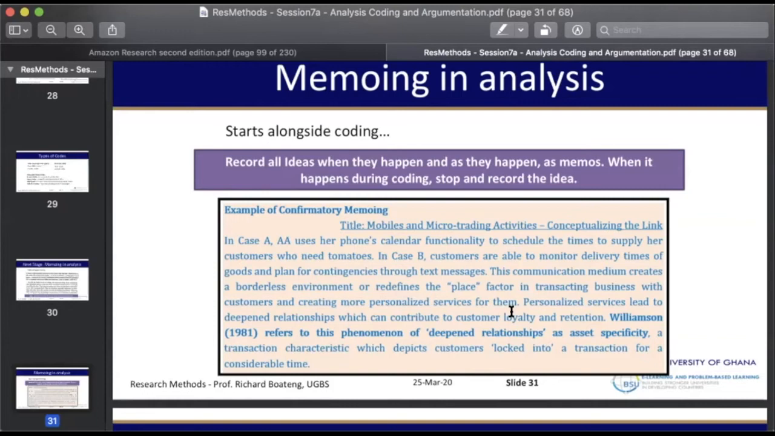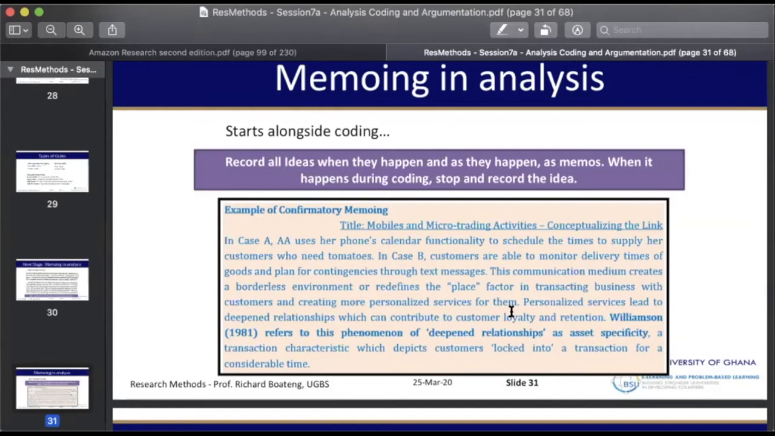So look at an example. This example is coming from one of our papers on mobiles and market women. It says that in case AA uses a mobile phone's calendar functionality to schedule payments, schedule the times to supply customers who need tomatoes.